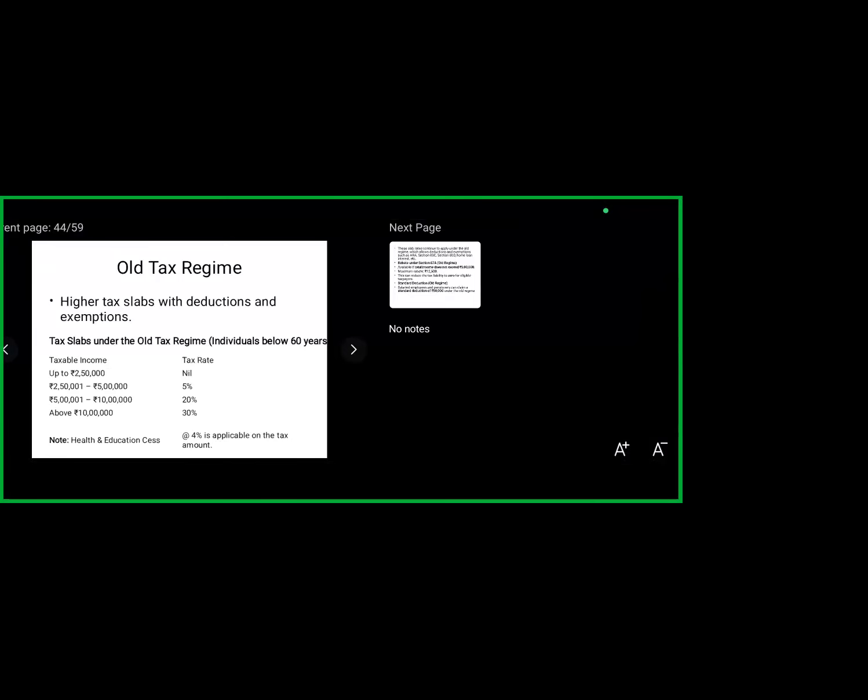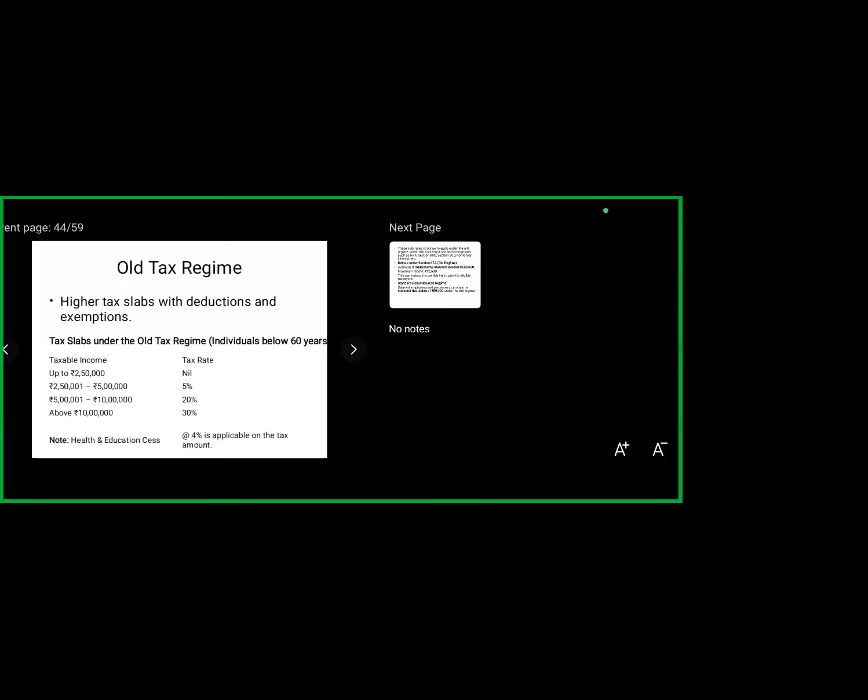Now here the comparison of old regime and new regime will come afterwards. Here only the old regime is mentioned. Higher tax slabs with deduction and exemption is the feature of the old tax regime. Taxable income and tax rate up to 2,50,000: if the individual is below 60 years, there is no tax. But for 2,50,000 to 5 lakhs, 5% is to be calculated. 5 lakhs to 10 lakhs, 20%, and above rupees 10 lakhs, 30%.